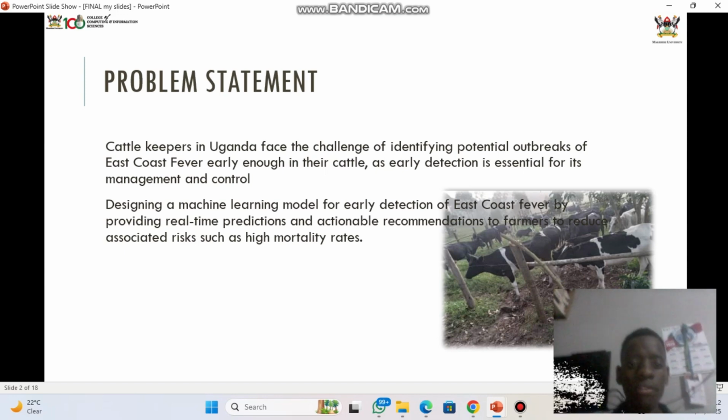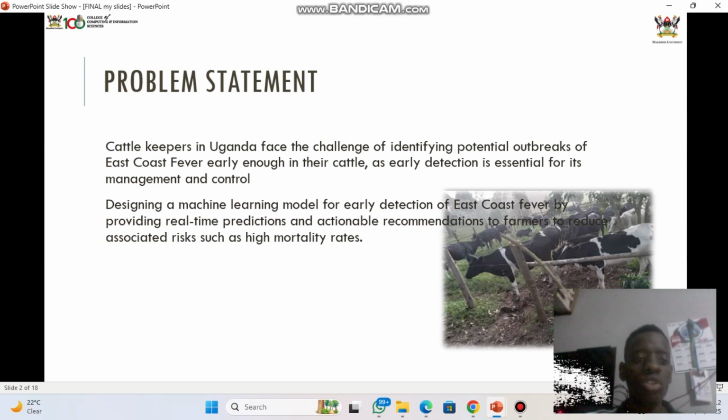Cattle farmers in Uganda face the challenge of identifying potential outbreaks of East Coast fever early enough for their cattle, as it is very essential in management and control. So, providing a machine learning model for early detection is very essential, as it is able to help farmers reduce the associated risks of high mortality and reduced profits.